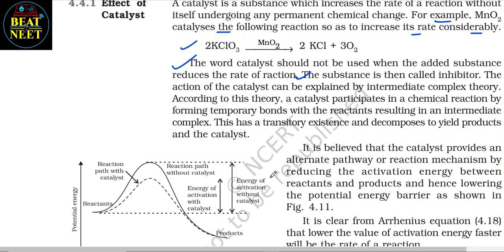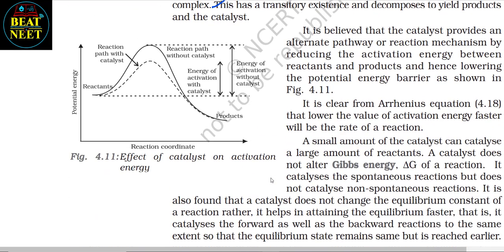The action of the catalyst can be explained by intermediate complex theory. According to this theory, a catalyst participates in a chemical reaction by forming temporary bonds with the reactants, resulting in an intermediate complex. This has a transitory existence and decomposes to yield products and the catalyst. It is believed that the catalyst provides an alternate pathway or reaction mechanism by reducing the activation energy between reactants and products, and hence lowering the potential energy barrier, as shown in figure 4.11. Here you can see figure 4.11, effect of catalyst on activation energy.